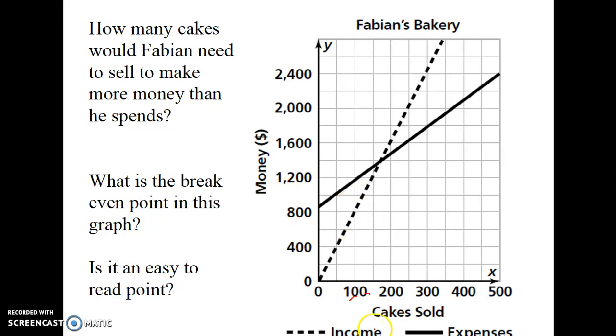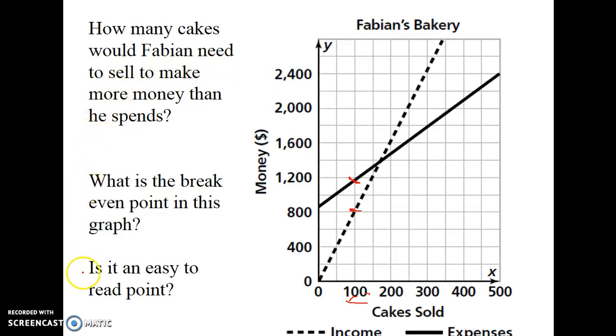We already know that in January, he sold 100 cakes. And if I start at 100 cakes on my graph here and I go up until I hit this line here, this should be at $820 because it's his income for 100 cakes. So it's about right at $820. Whereas expenses are higher than his income. See how they're higher? And that was $1,150 were his expenses. So his expenses are more than his income. What we want is his income to be more than his expenses.